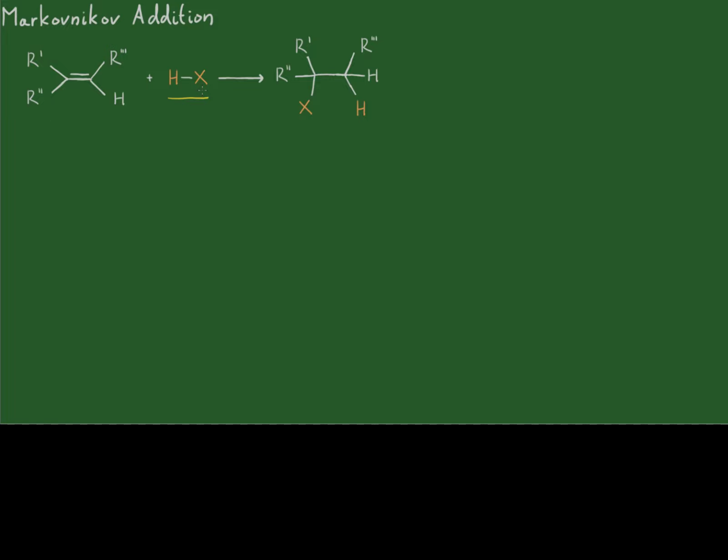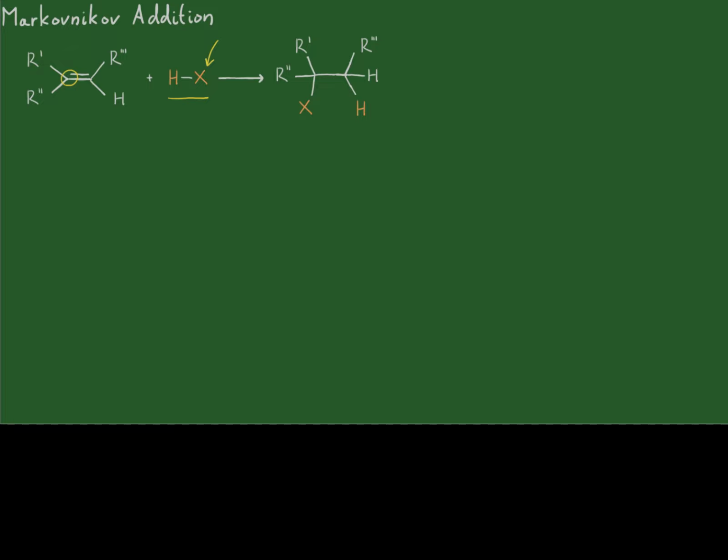Vladimir Markovnikov, a Russian scientist, noticed that whenever we do this reaction, the halogen, so the X, of the hydrogen halide will add to the more substituted carbon of the double bond.